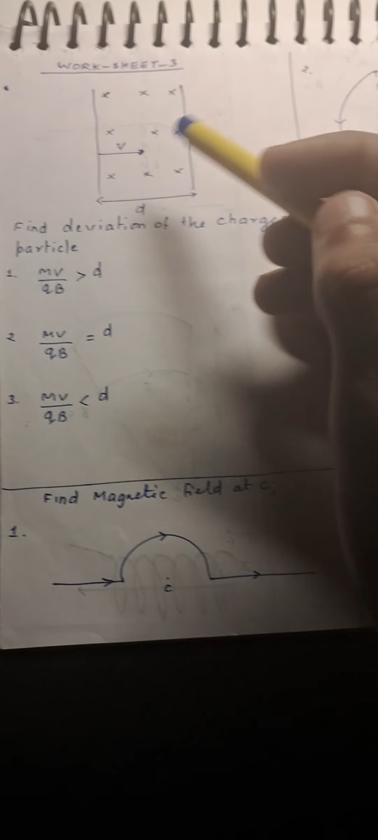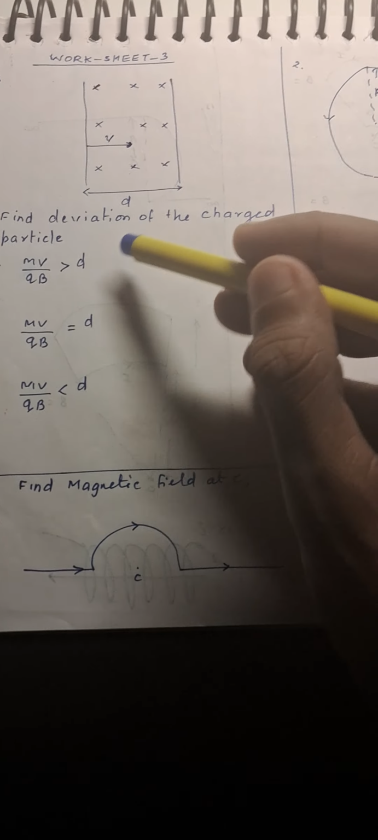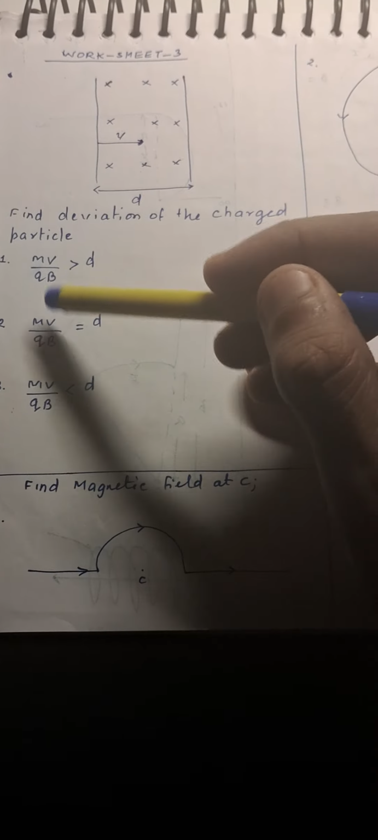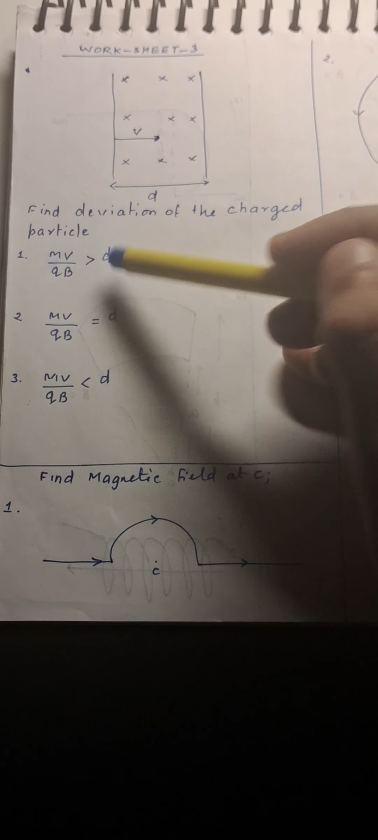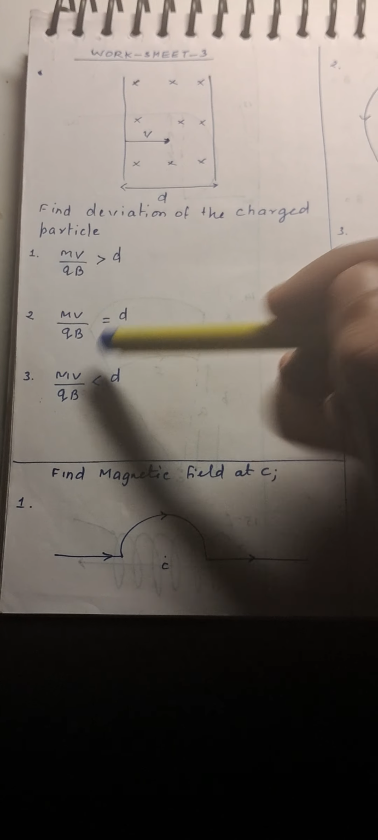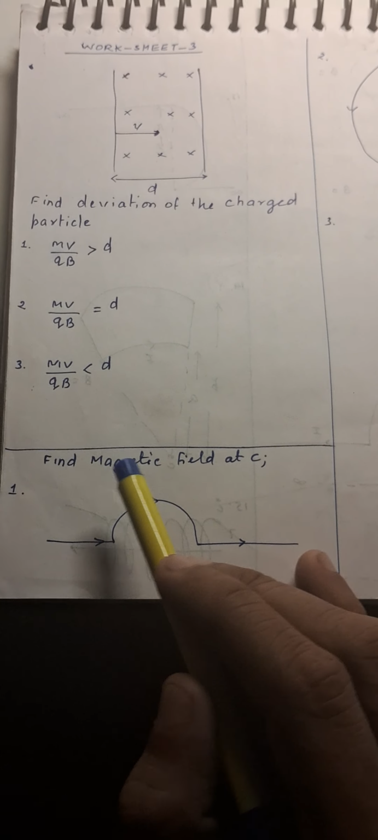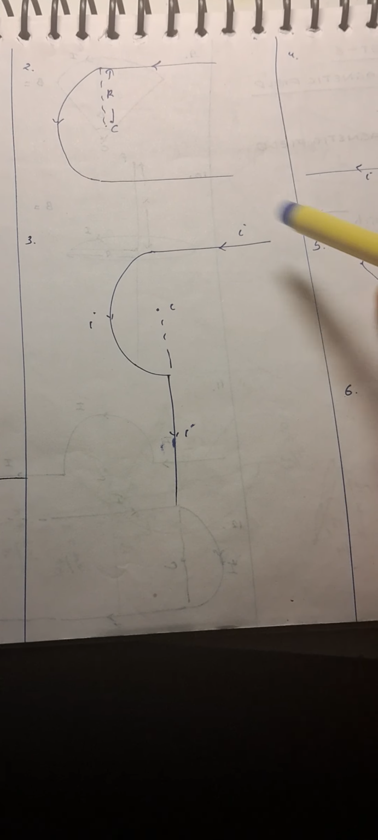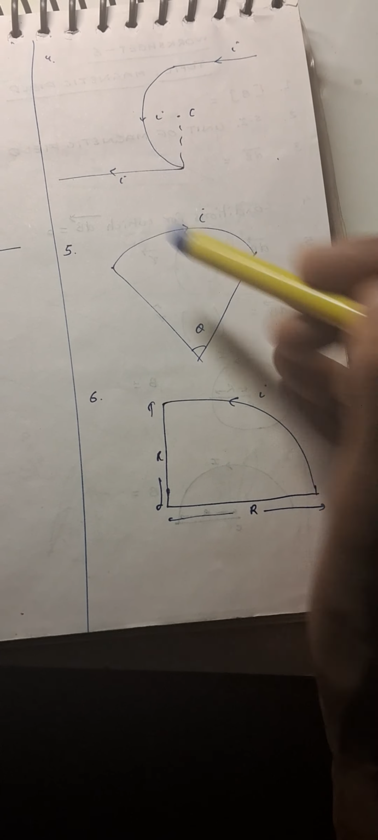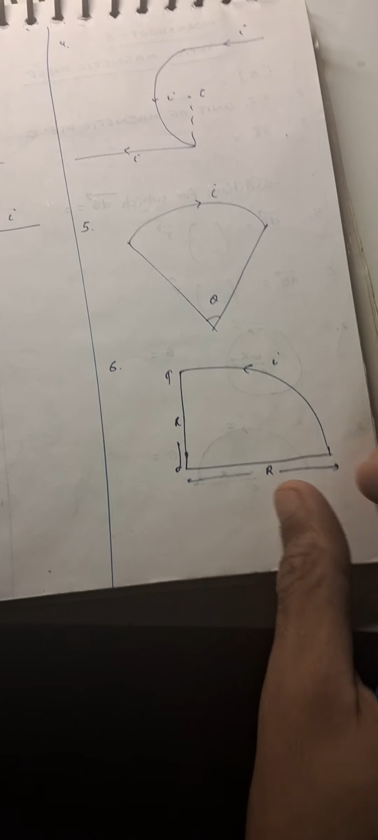Then we have another worksheet in which we need to find deviation of the charged particle when case 1 is mv upon qB is greater than d, case 2 mv upon qB is equal to d, case 3 mv by qB is less than d. Then in another question we need to find magnetic field at C. So in all the points we need to find the magnetic fields in all the configurations over here.